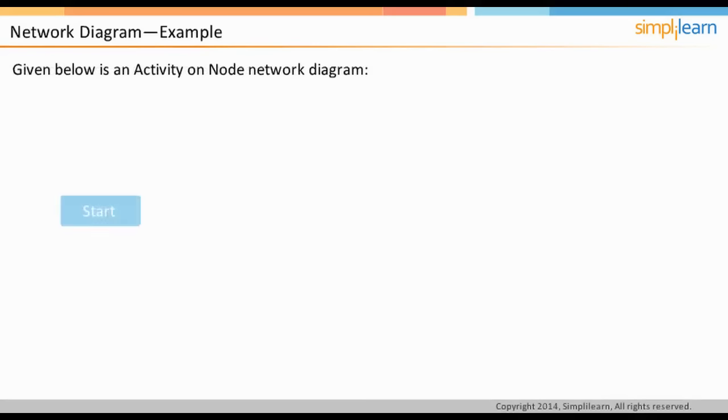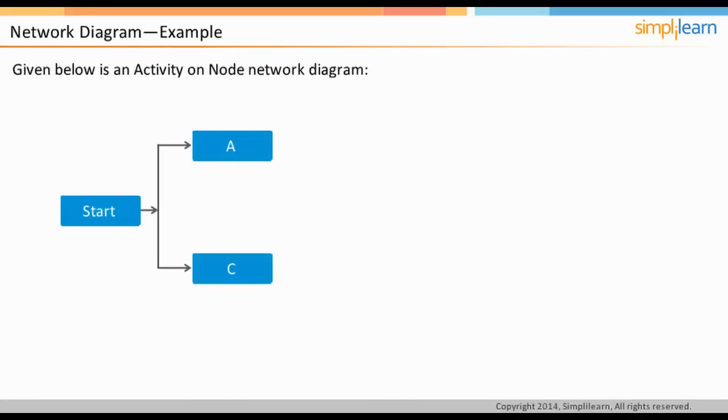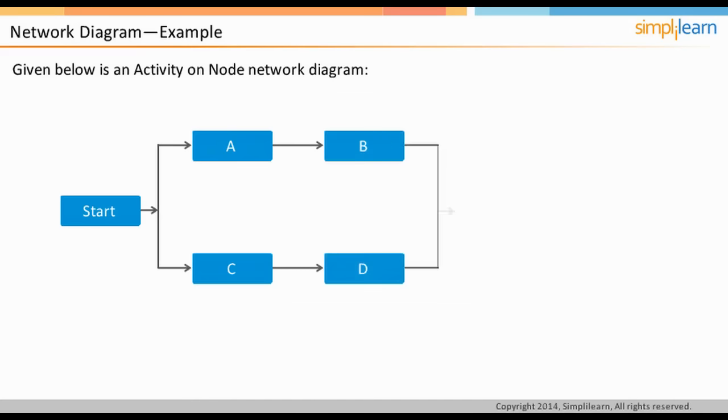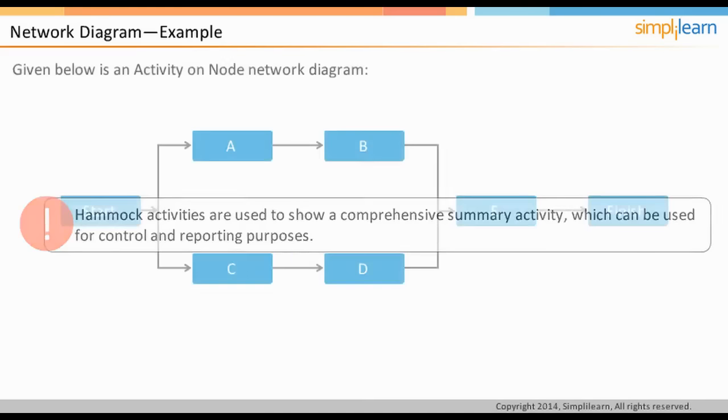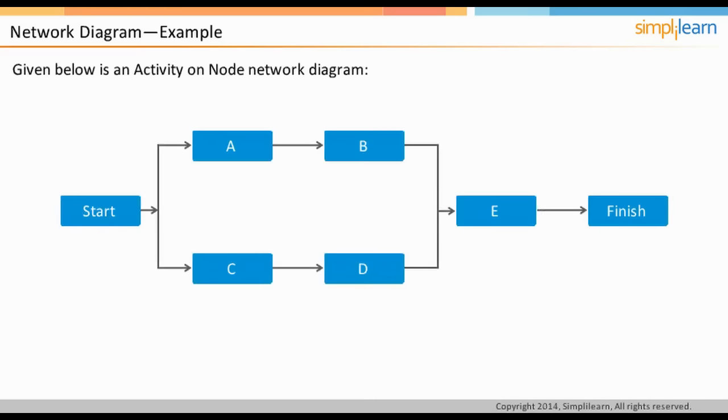A sample network diagram is shown on the screen. Activities A and C can happen in parallel. B and D require both A and C to complete, whereas E requires both B and D to complete. Activity on Arrow network diagram makes use of hammock activities. They are used to show a comprehensive summary activity combining several other activities underneath for control and reporting purposes. In the next screen, let us look at a few important terms in time management.